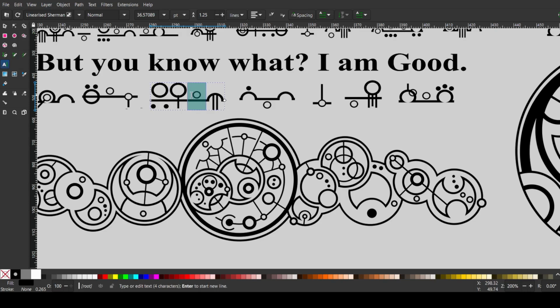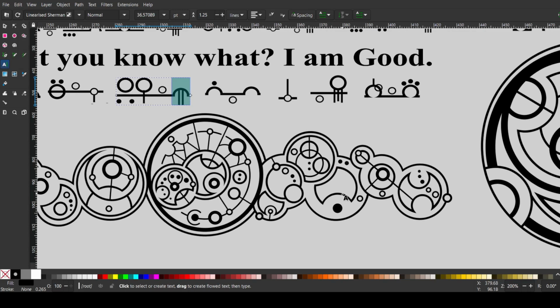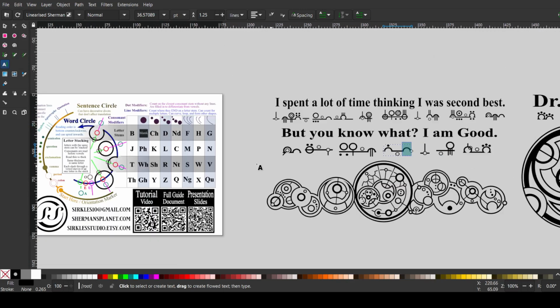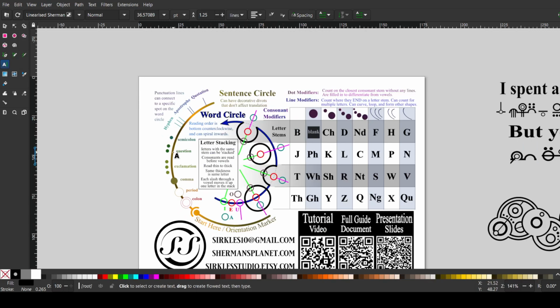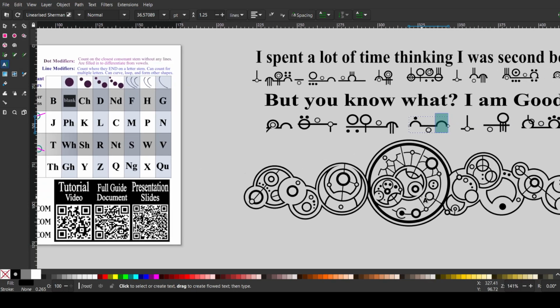Then we have the O, and then we have a W with 1 and 2 line modifiers. And then we have what. This WH is 1 letter. It's got a single dot, the A outside the word circle, and then this T is a shallow divot. And a question mark is 2 dots in the sentence circle. And because these dots aren't close to any letter stems, but they are close to the sentence circle, it makes them look like they are indeed punctuation. And 2 dots is a question mark, punctuation mark.